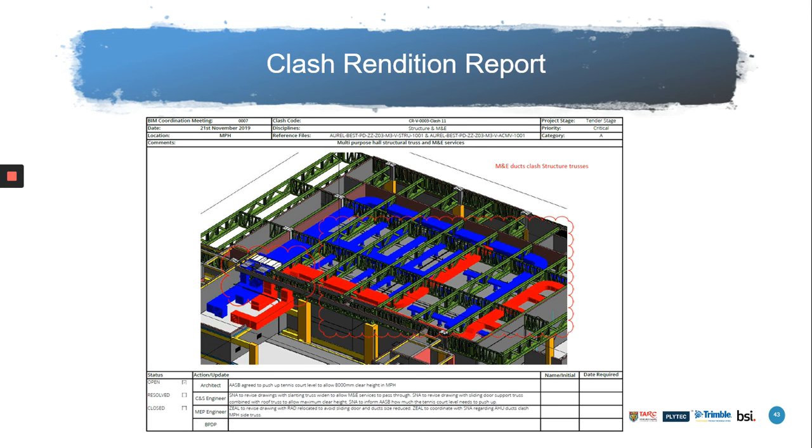So here there's an M&E duct clashing with the structural trusses. So the architect has to agree whether they want to push up the tennis court to increase the height of the MPH, in this case this area, and then the C&S will have to allow the M&E to pass through their structural. They have to make allowance, and then the M&E has to revise their drawing.